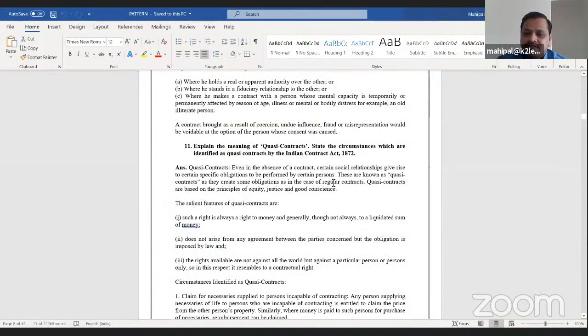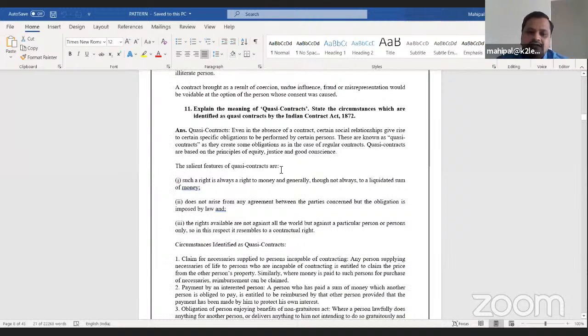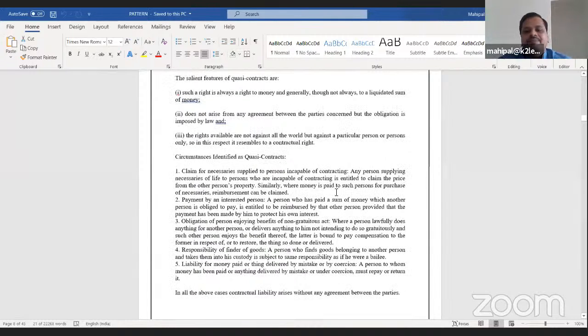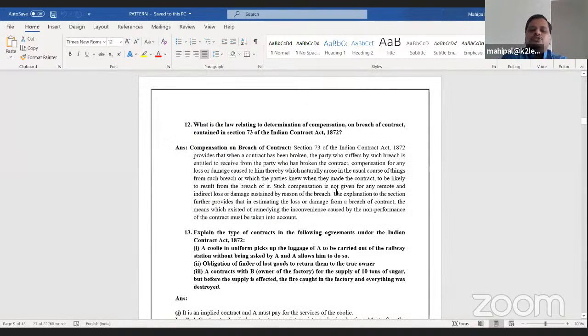Quasi contract and the circumstances. What is quasi contract? Salient features and circumstances of quasi contract. Compensation on breach of contract. What are the compensations? Damages, very good. Rescission. बोलो बेटा. Specific performance, quantum meruit, injunction. Come on.